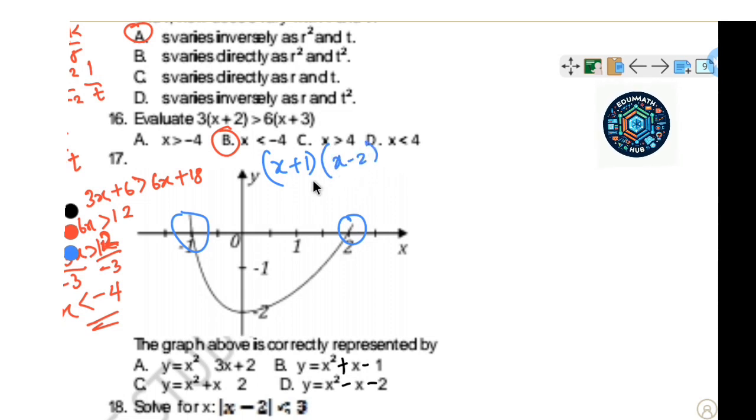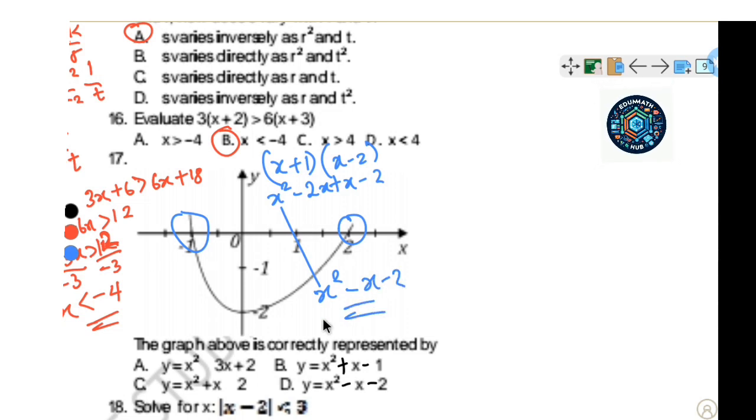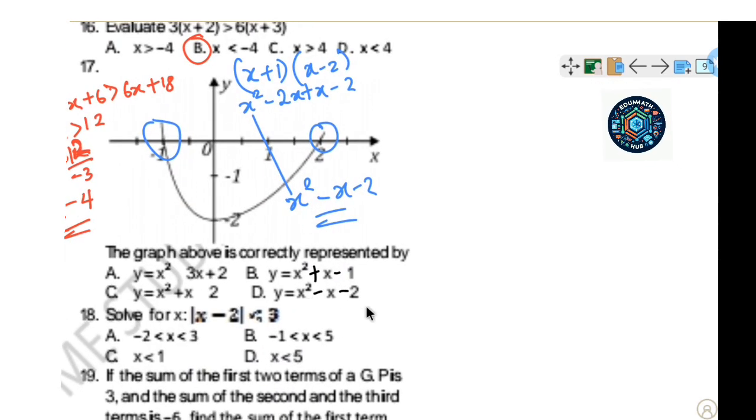Then you expand this. So x times x will give you x squared, minus 2x, 1 times x will give you x, then minus 2. If you simplify this, you have x squared minus x minus 2. So this is the equation of this line. So you go to your option and look for x squared minus x minus 2. That will give you D as the answer, option D.